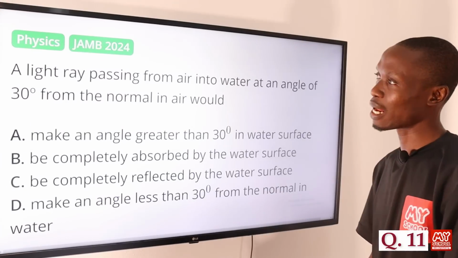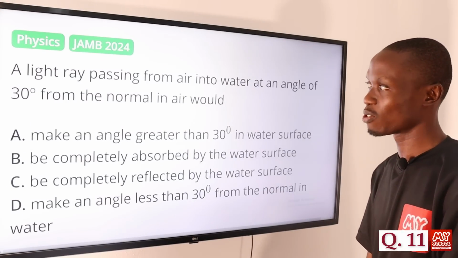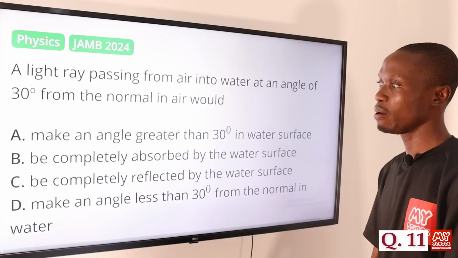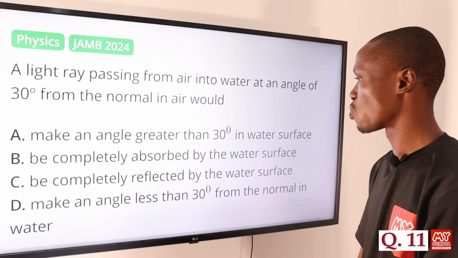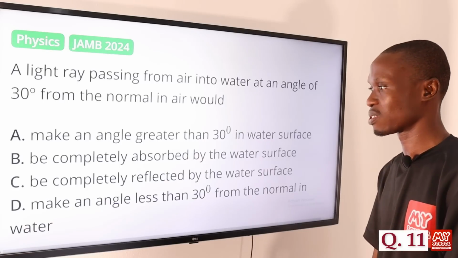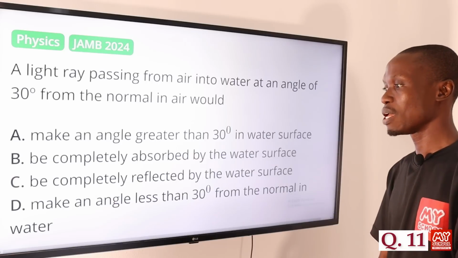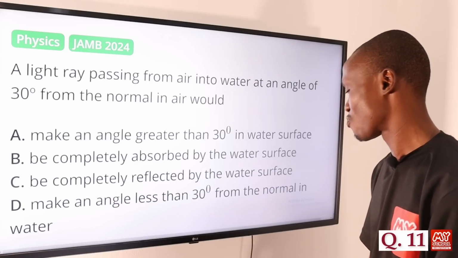Question 11. A light ray passing from air into water at an angle of 30 degrees from the normal in air would: A, make an angle greater than 30 degrees in water surface; B, be completely absorbed by the water surface; C, be completely reflected by the water surface; D, make an angle less than 30 degrees from the normal in the water surface.